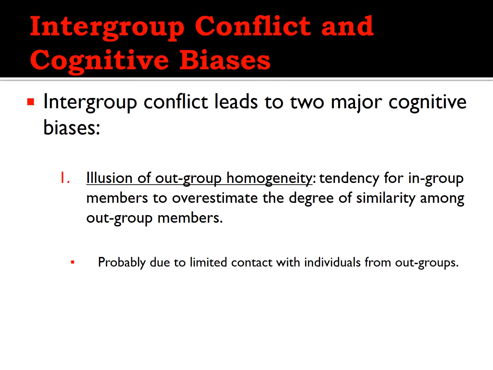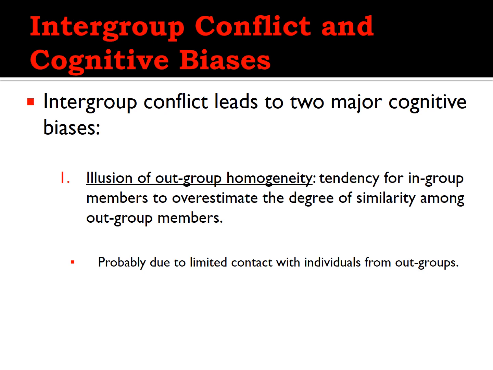Psychologists have found that intergroup conflict often makes people experience two major cognitive biases. The first of these biases is the illusion of outgroup homogeneity. The illusion of outgroup homogeneity is the tendency for in-group members to overestimate the degree of similarity among outgroup members. Examples of the illusion of outgroup homogeneity are: white people can't dance, all Blacks are good at athletics, women aren't good at math, and men can't cook.